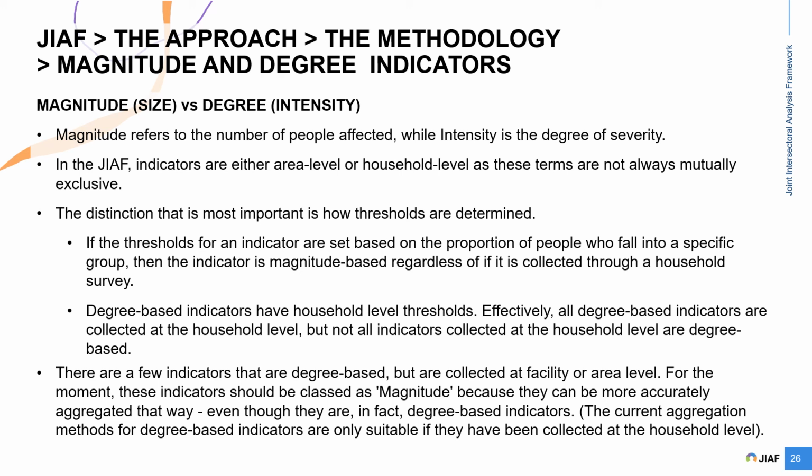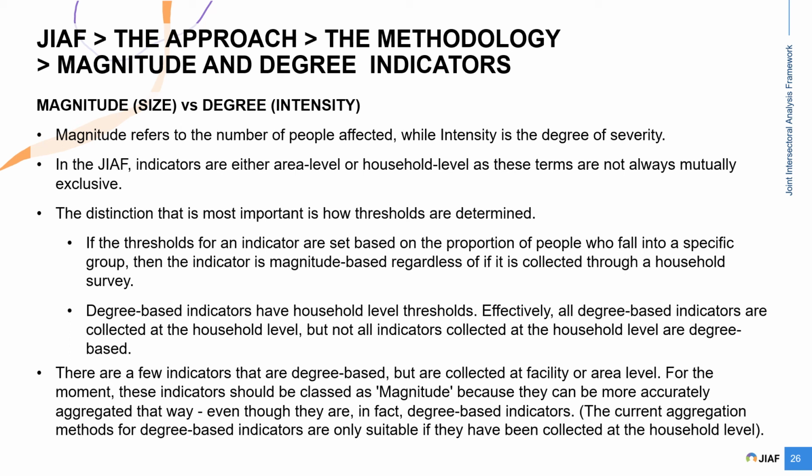Effectively, all degree-based indicators are collected at the household level, but not all indicators collected at the household level are degree-based. For example, the indicator looking at distance to the nearest health facility is based on thresholds on how many people live more than 1 hour's walk from the nearest facility. Though this indicator is collected at the household level, the indicator is actually magnitude.